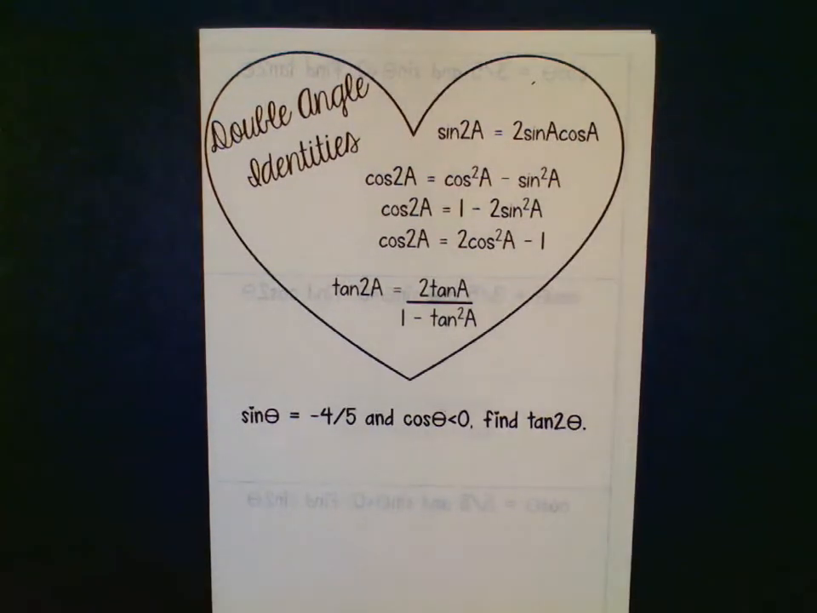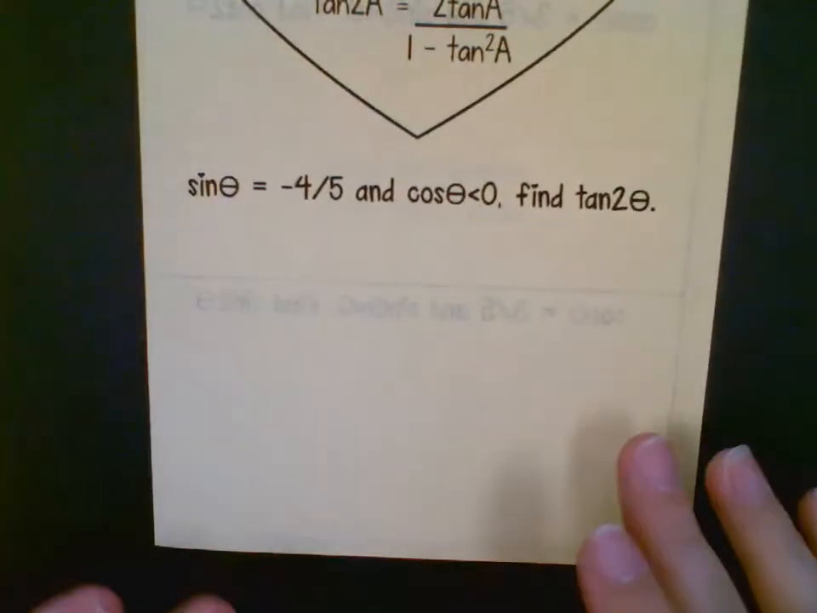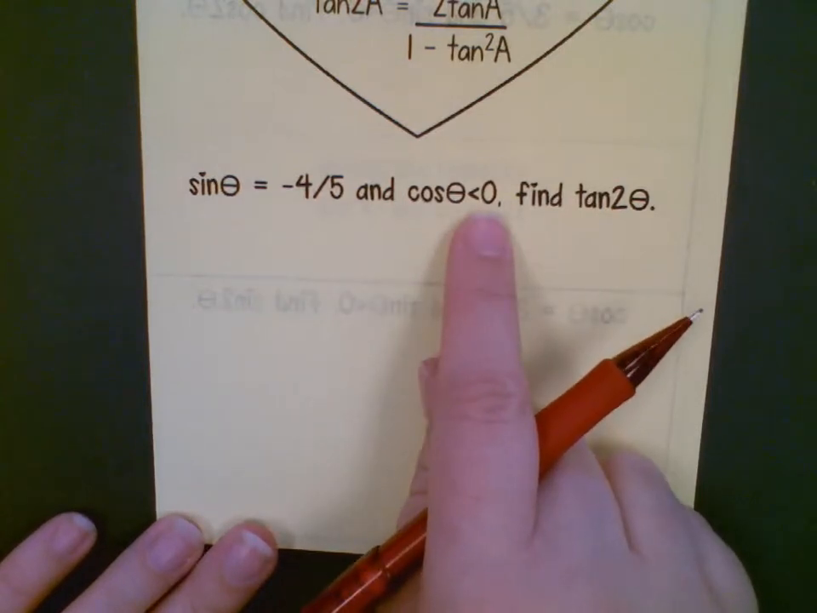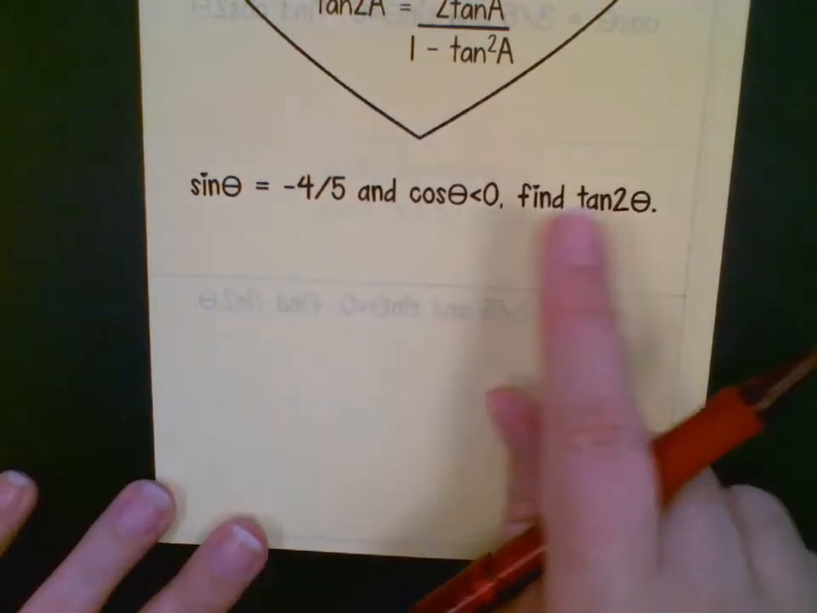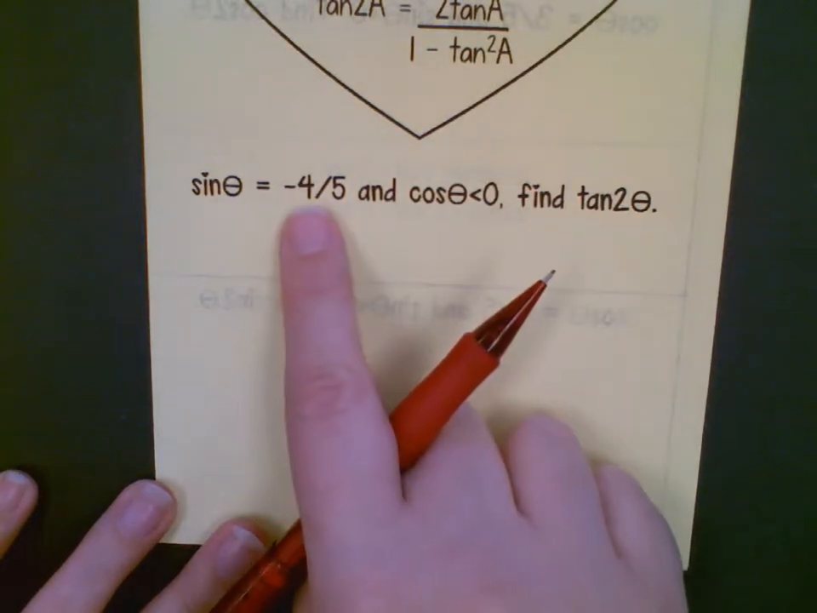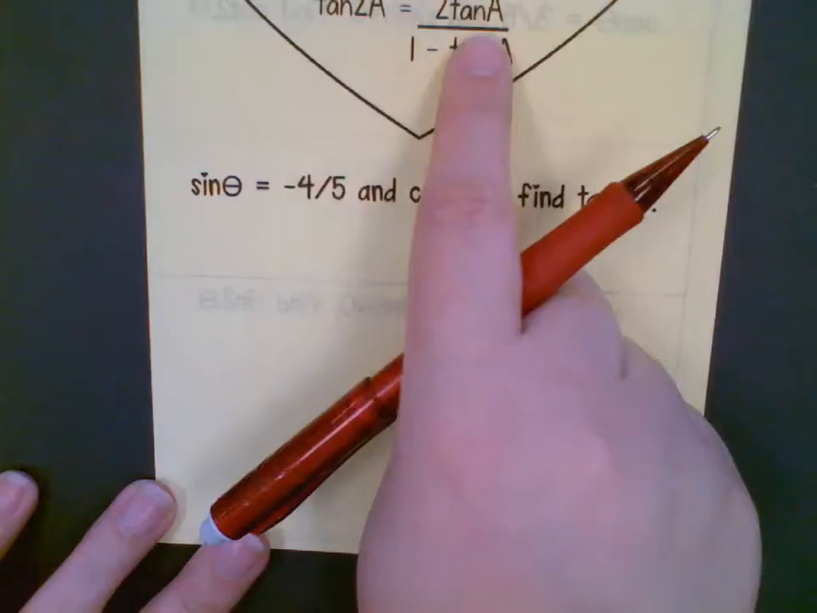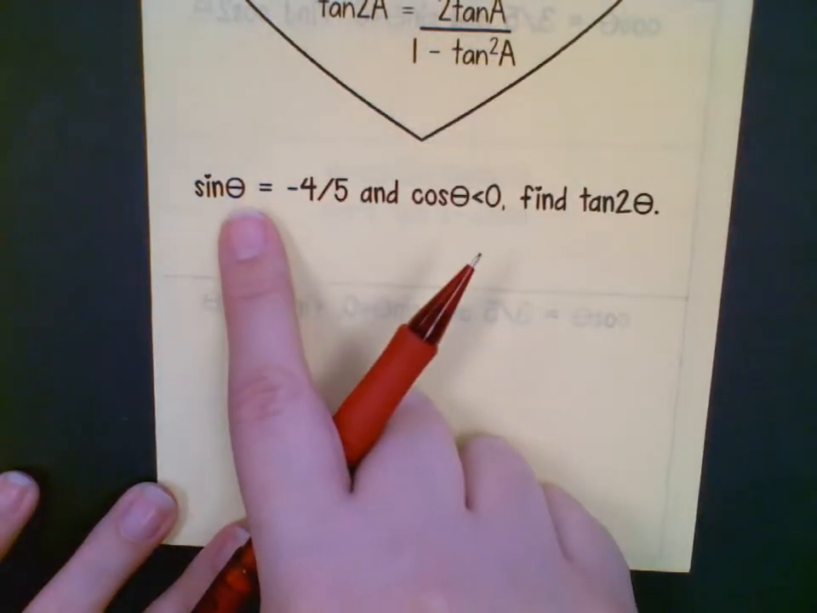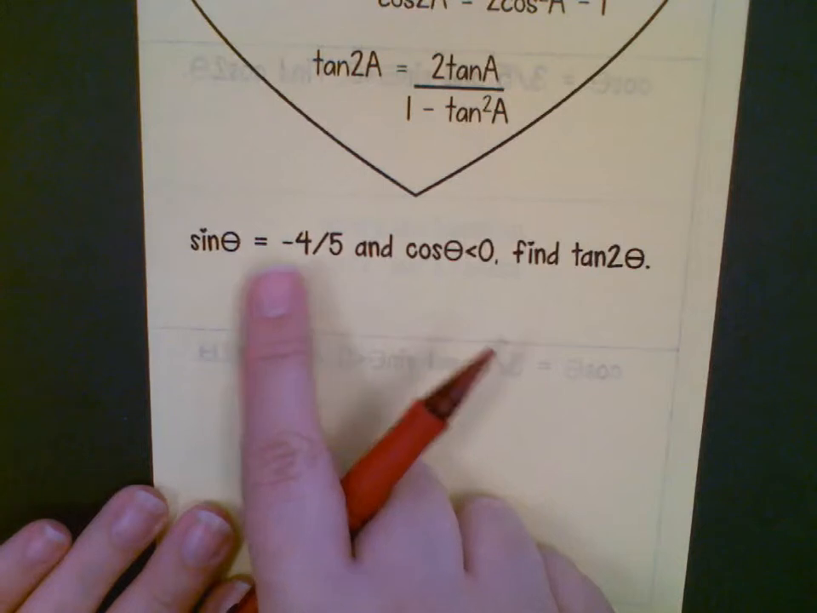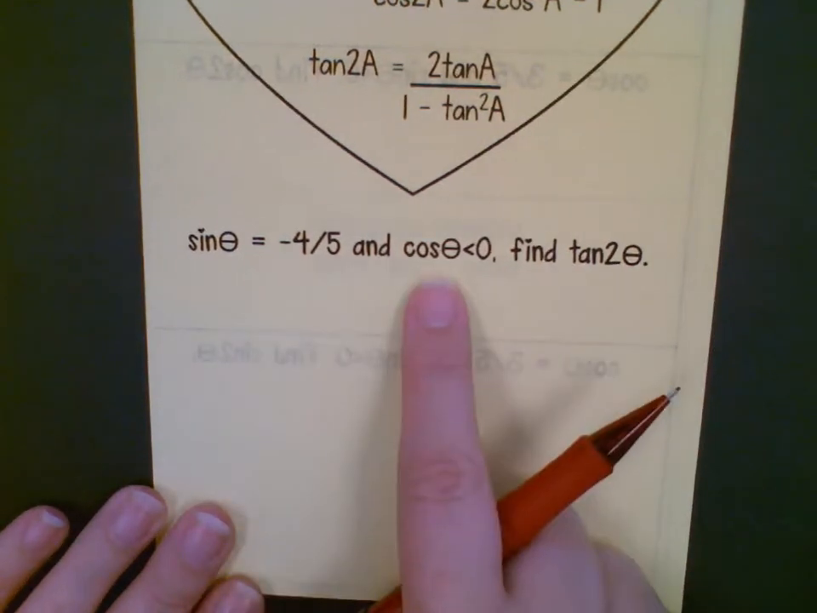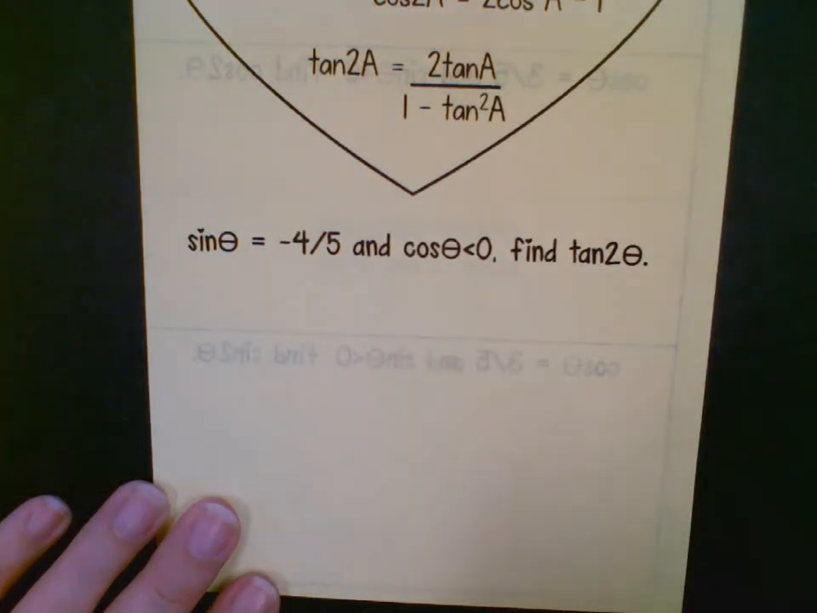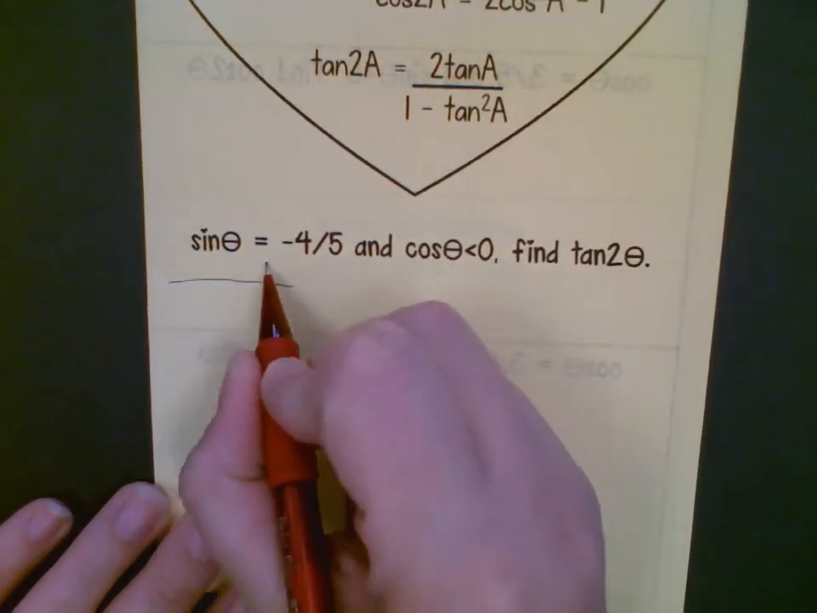So our first example says the sine is negative 4/5 and cosine is less than 0, and we want to find the tangent of 2 theta. Between these two things, we know where to draw our picture, because when we plug into the tangent of 2 theta, we need to know the tangent, but they only told us the sine. So we have to draw our picture. Since sine is negative and cosine is negative, our triangle is going to be in quadrant 3.